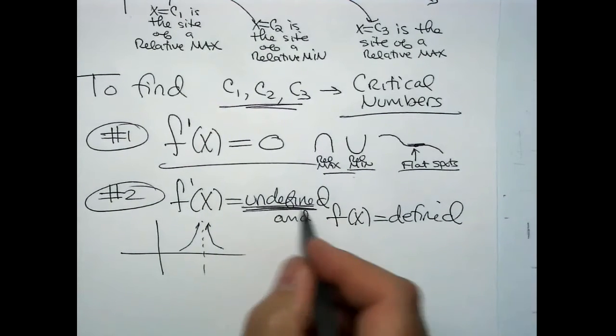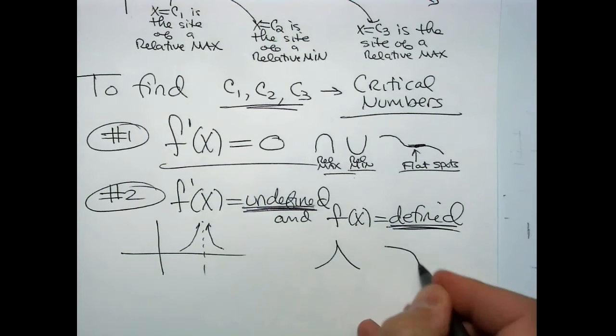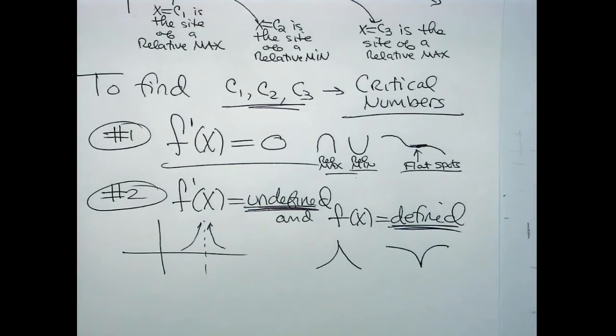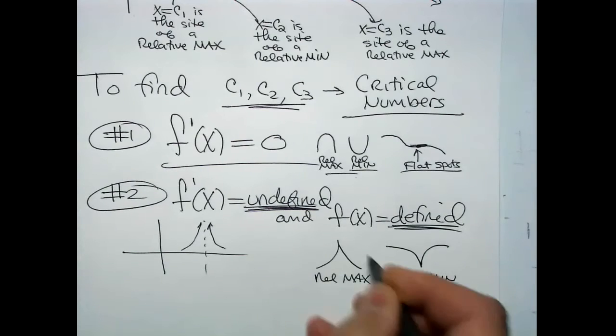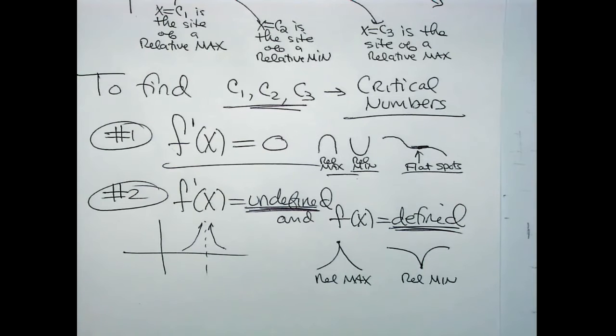Now, how do you get the derivative to be undefined and the function defined? Those are sharp corners, okay? And you'll pick up these two. So this is also a relative maximum. This is also a relative minimum. It's just a very spiky version of those two quantities. Okay. So I think the best thing to do here to find these relative maxes and mins is to do a couple of examples here. And then we'll graph what we find out.